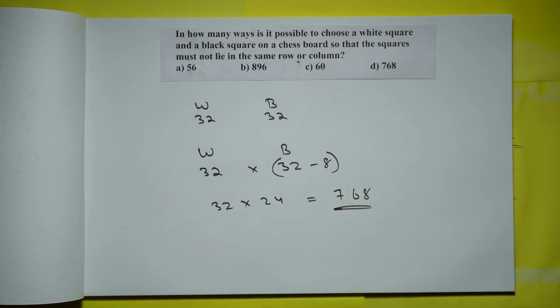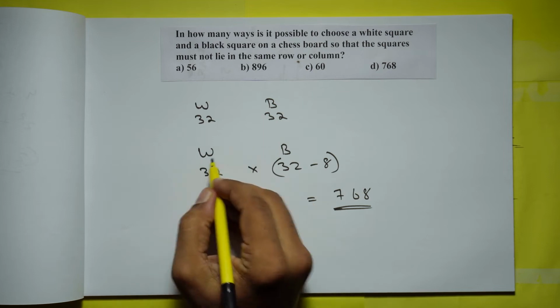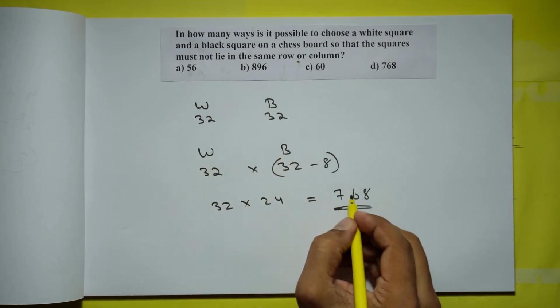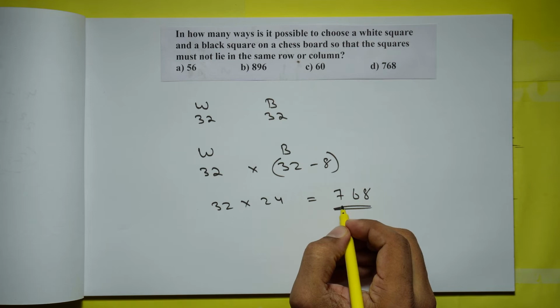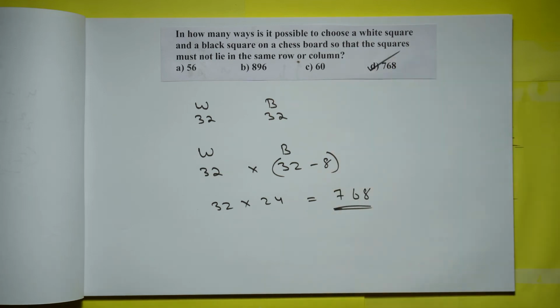Now there is no need to count for black and white again. White and black is the same as black and white. So altogether 768 possible outcomes, that is option D.